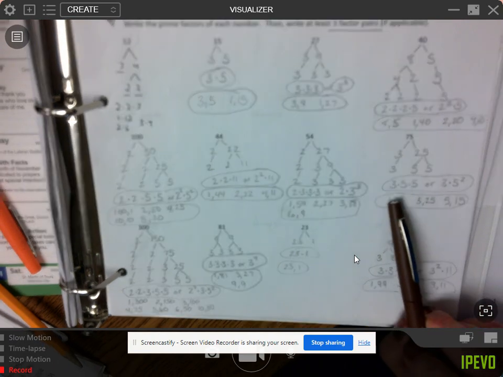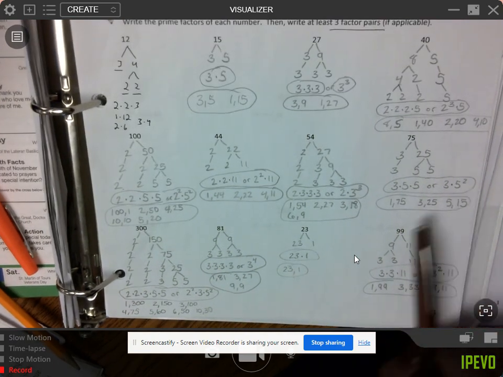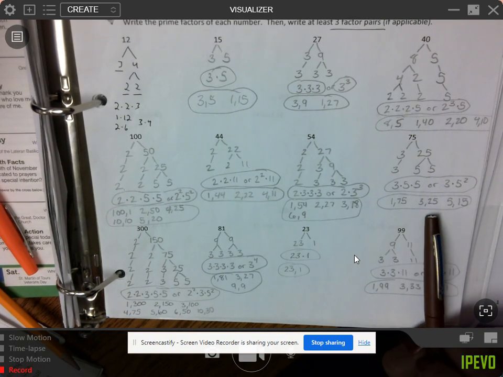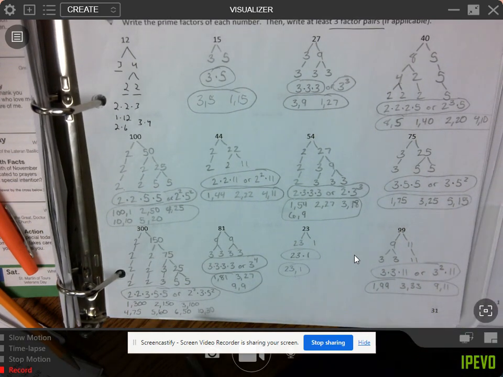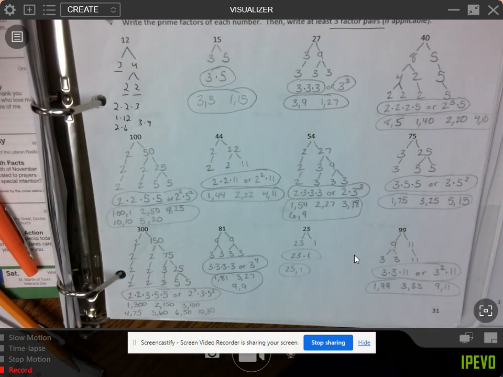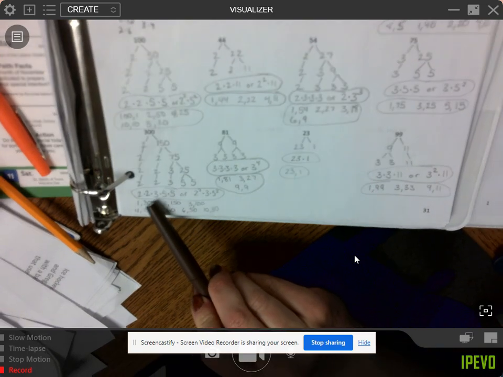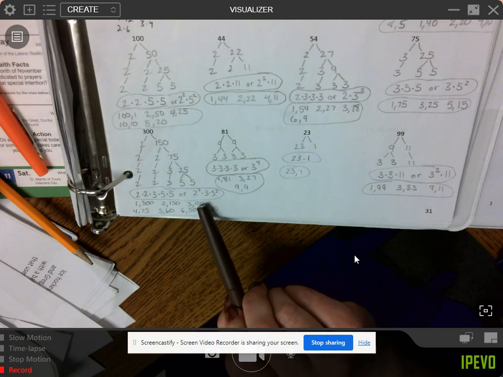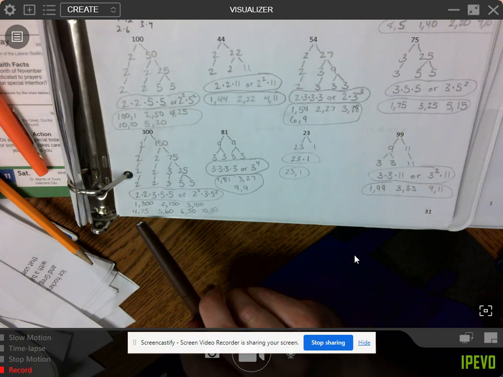For 75, we have 3 times 5 times 5, or 3 times 5 squared. Factor buddies would be 1 and 75, 3 and 25, 5 and 15. Then for 300, our prime factors are 2 times 2 times 3 times 5 times 5, or 2 squared times 3 times 5 squared. Lots of factor buddies to choose from here.